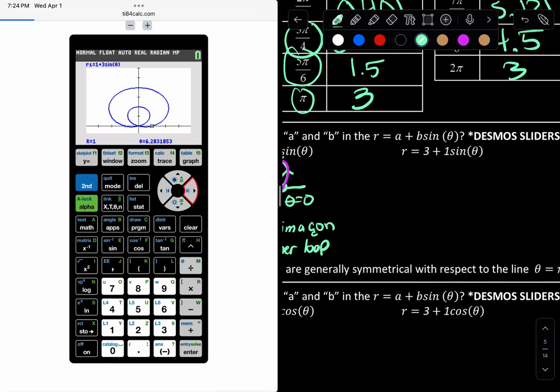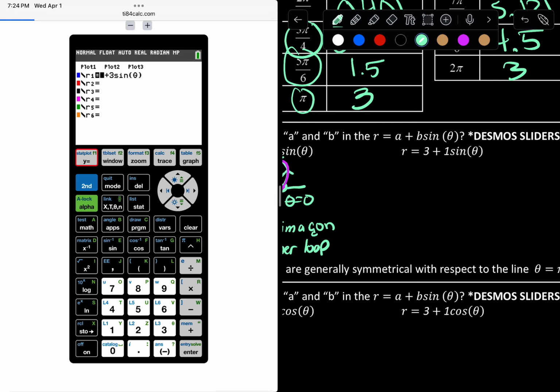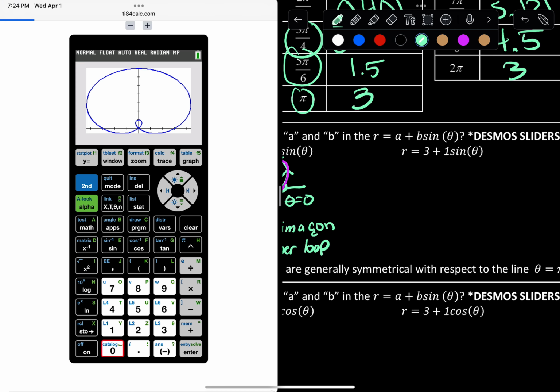Now we have 3 plus 1 sine theta. Go ahead and type that in. Let's do zoom 0. 3 plus 1 sine theta. Whoops, that should be a 1, not a 4. So zoom 0, there we go.